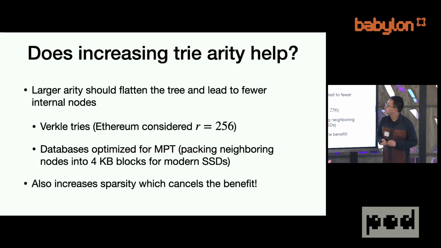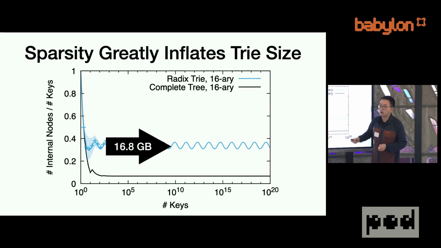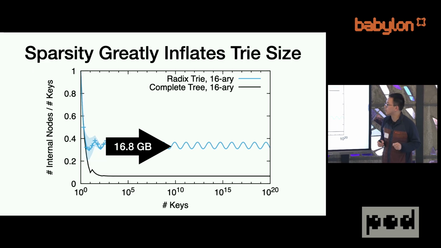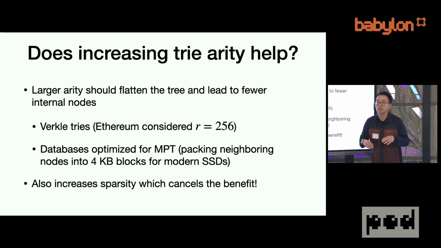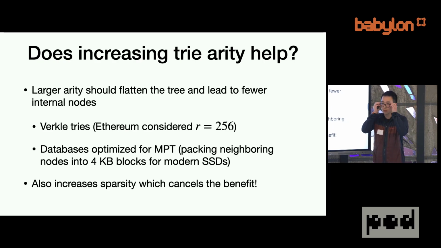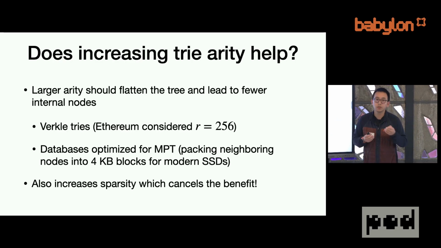So as of now, we know that we really need to reduce the size of the trie, because 16.8 gigabytes, not even including any other metadata that you need to store, is not really realistic for, say, a low-end laptop to run an Ethereum client. So we need to keep shrinking the size of the tree. And one idea is, what if we just increase the arity of the tree? Because as you increase the arity of a tree, it flattens the tree and also reduces the number of nodes.